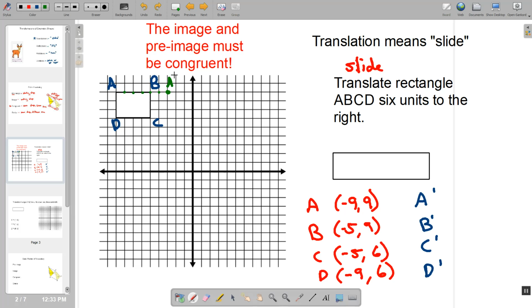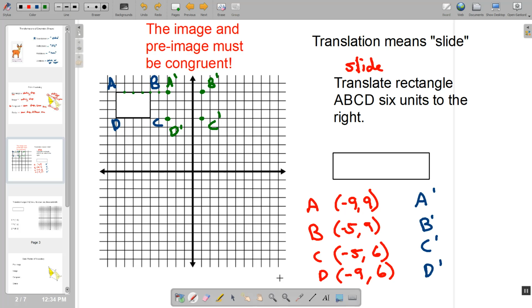And A prime will be right there. B, same idea, 6 units to the right. 1, 2, 3, 4, 5, 6, and there is now my B prime. C prime, because it's 3 down from B, C is 3 points down from B, C prime should be 3 points below B prime. And then finally that would put D prime right here.